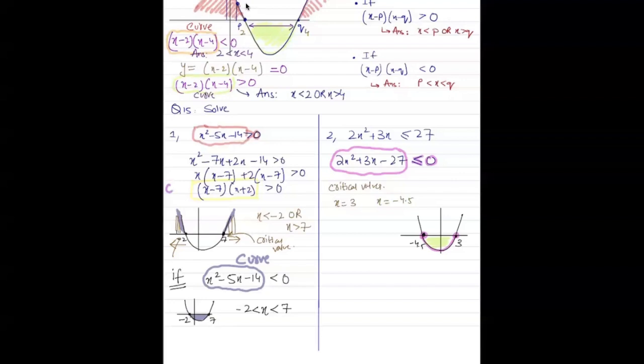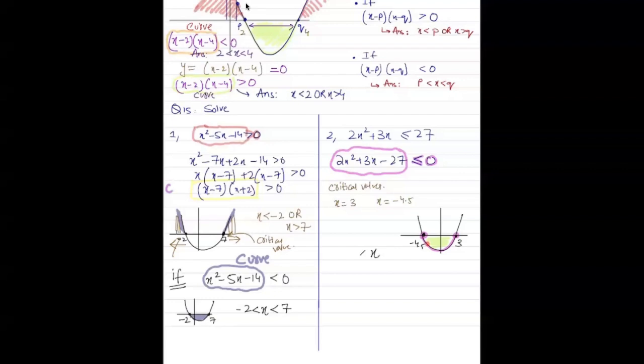X is greater than, less than 4.5. Less than or greater than? See, if you want less than, these values.